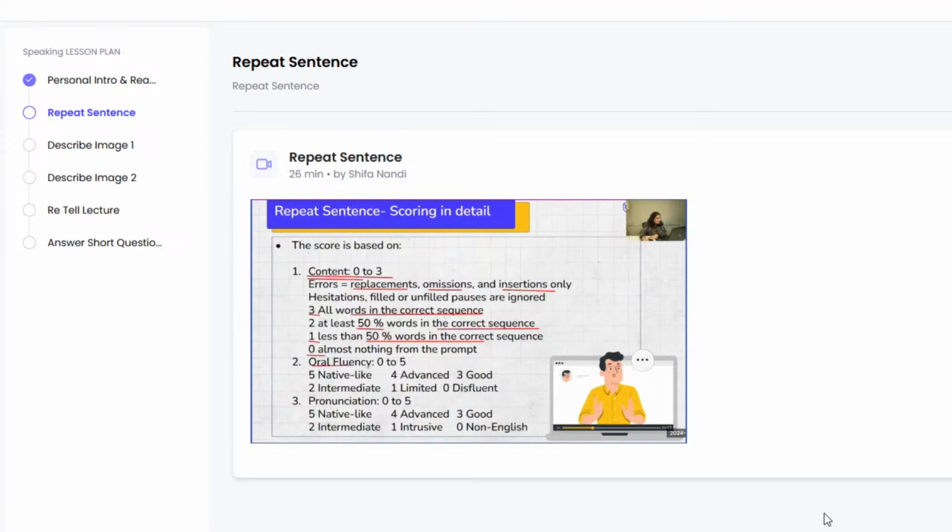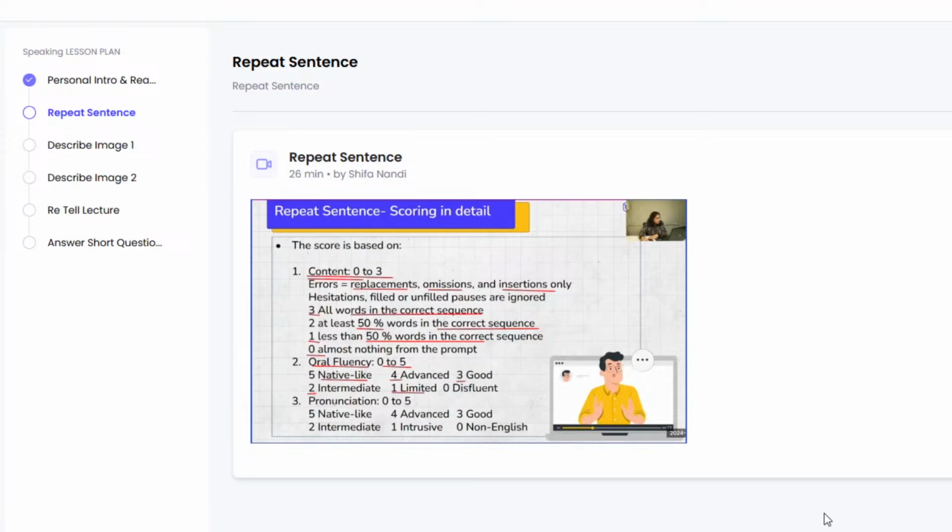Now what about fluency? Well, oral fluency is judged on a scale of 0 to 5. You get a 5 if you speak like natives, that means you speak like the regular speakers of English. However, if your speech is intermediate, you get a 2. In case it is limited, in that case you get a 1. For the advanced speakers, it is 4 and 3 for the good ones.